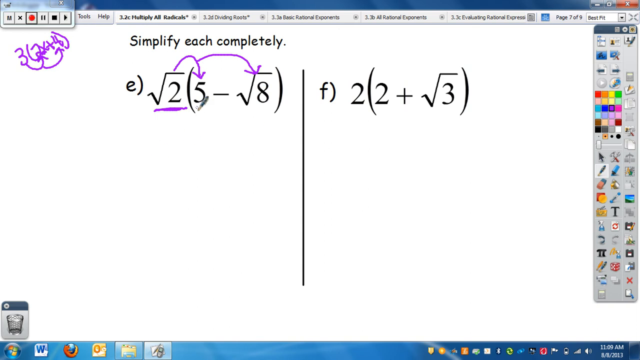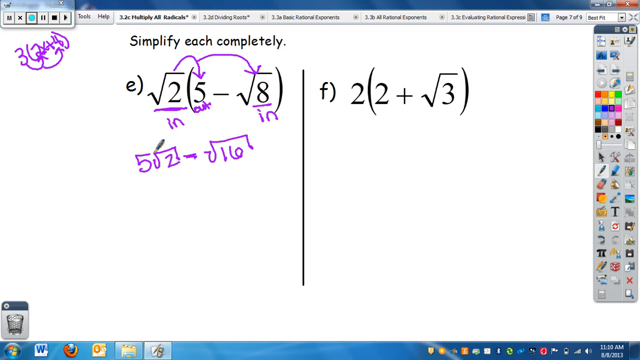So I have 5, which is out. Root 2 is in. So I can't multiply these two together, because remember, either out or you're in. So this is 5 square root of 2 minus. Now the 8 is inside, so I can go root 2 times root 8, which is root 16, and then I got the minus sign because this is like a negative 1.